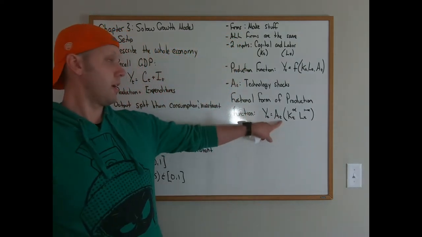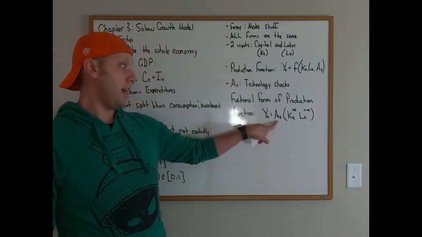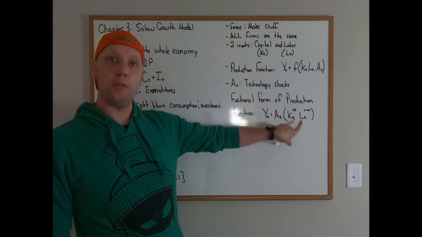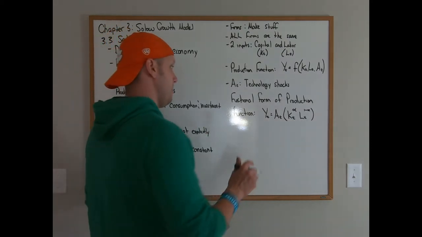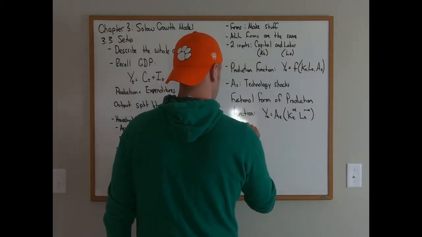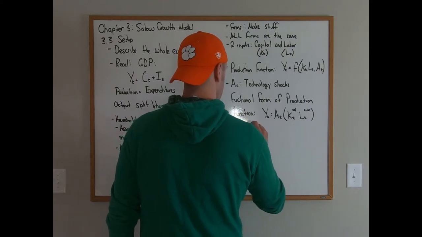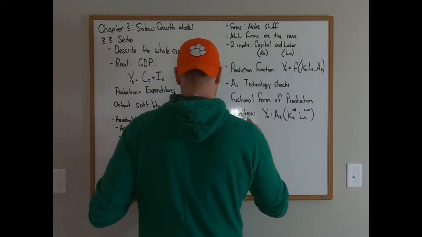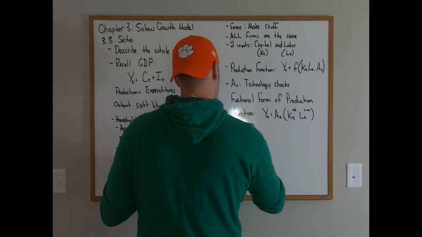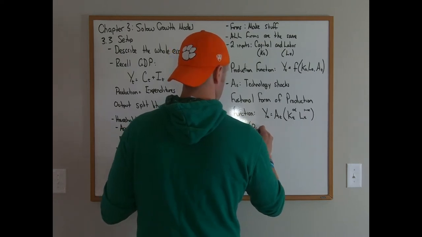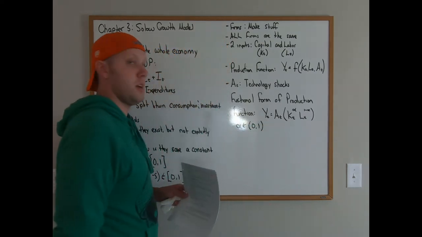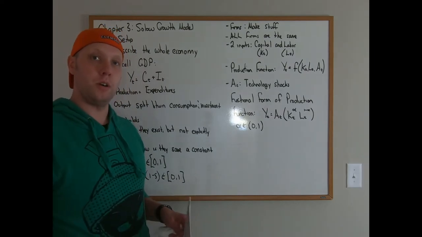Which is this right here. We've got Y equals A_t times K_t to the alpha times L_t to the 1 minus alpha. This alpha is going to be contained within the open interval of 0 and 1.